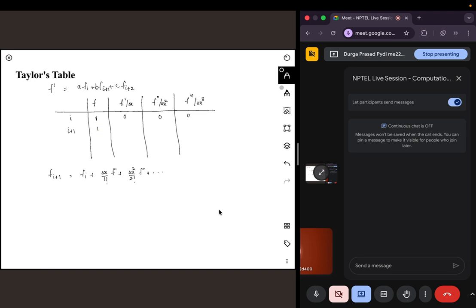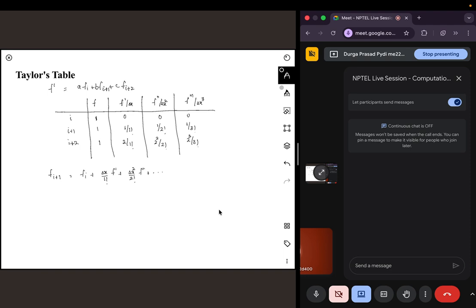So I have 1, this is 1 by 1 factorial, 1 by 2 factorial, 1 by 3 factorial, and so on. Similarly, I can do for i plus 2. So instead of delta x, when I write i plus 2, it will be 2 delta x. So I'll have 2 by 1 factorial, 2 square by 2 factorial, 2 cube by 3 factorial, and so on.